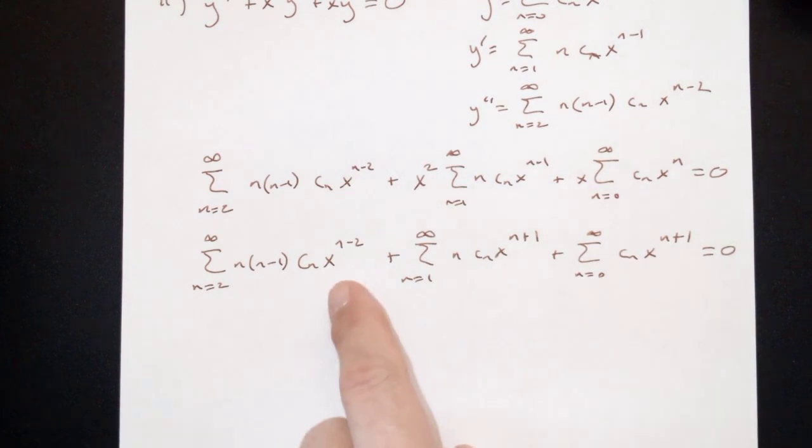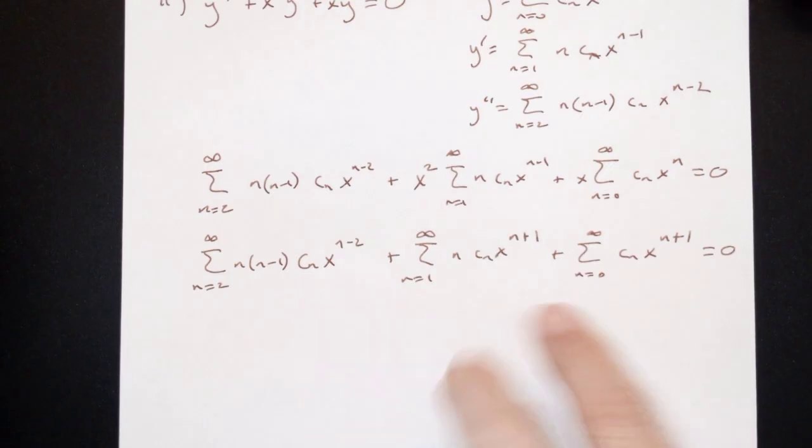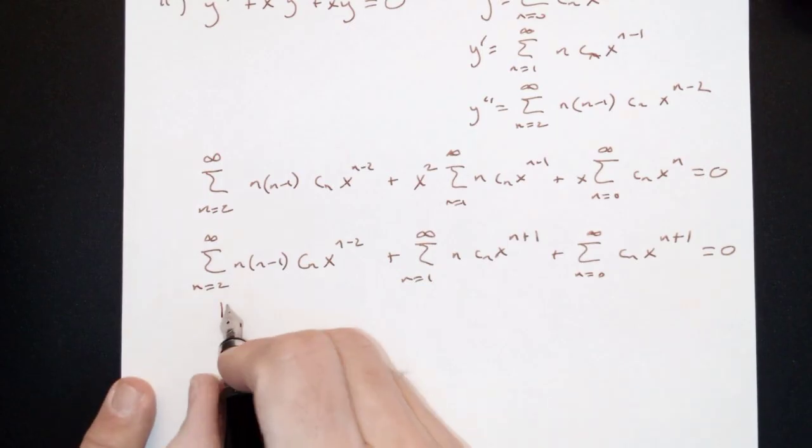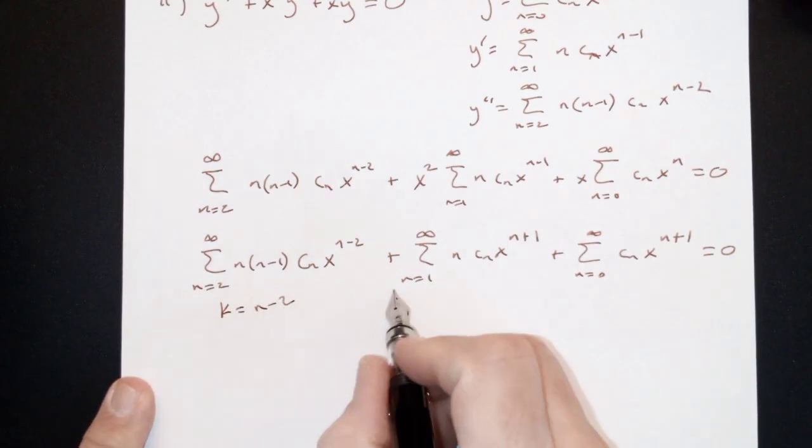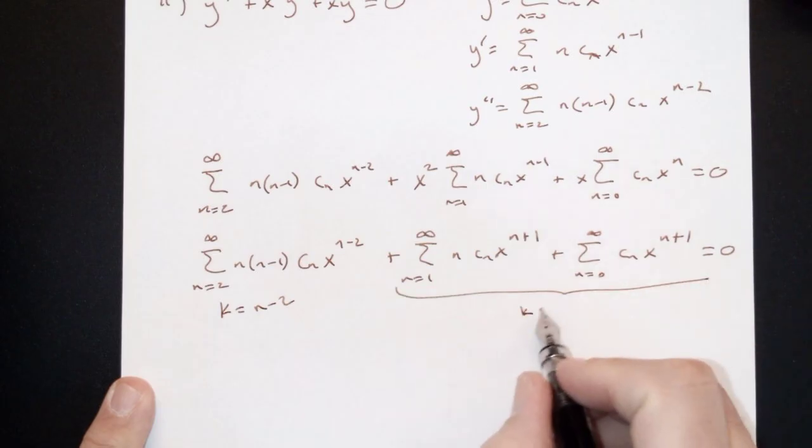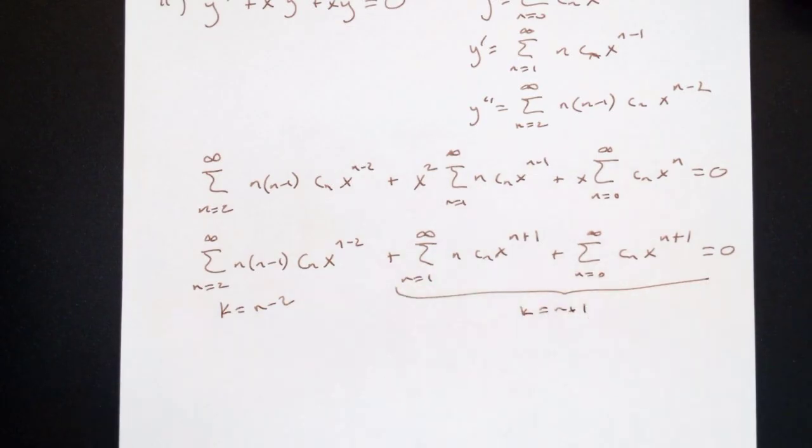Over here, I'll do a u-sub to set k equal to what? And in these two? Right. So I know I'm going to do k equals n minus 2 here. And for these two, I'm going to do k equals n plus 1. I know I said yesterday I prefer to do them one at a time. I'm going to do it in one fell swoop here.